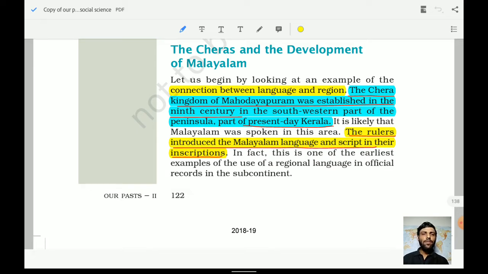The connection between the language and the region: the Cheras kingdom of Mahodayapuram was established in the 9th century in the southwestern part of the peninsula, the part of present-day Kerala. So the important information for us is that the kingdom of Mahodayapuram was in present-day Kerala. The rulers introduced the Malayalam language and script in their inscriptions. So the language they were using was Malayalam, in the script which they used in the inscriptions.